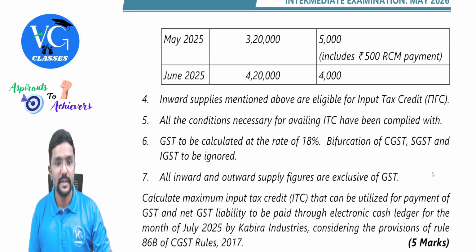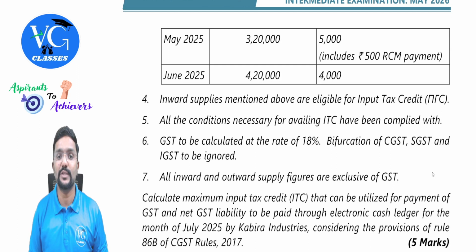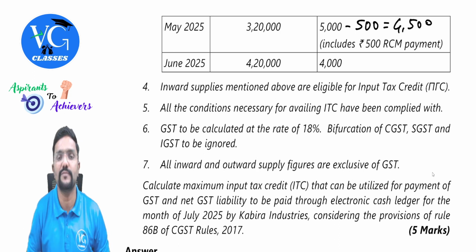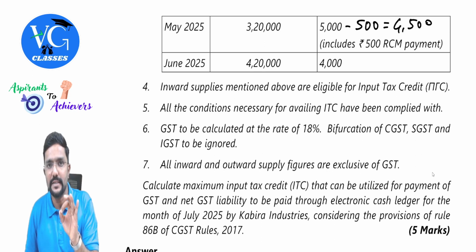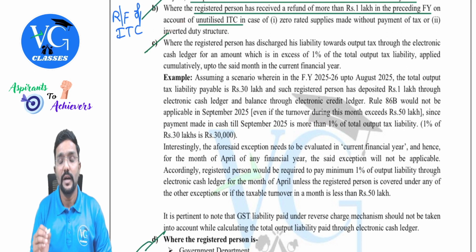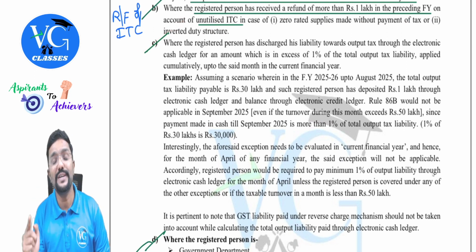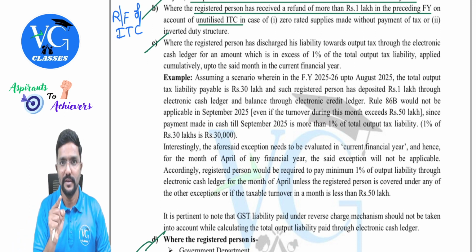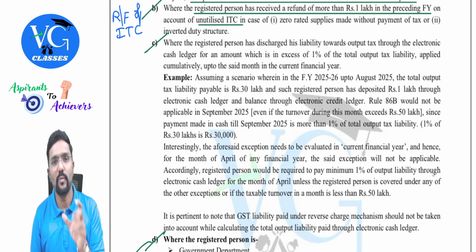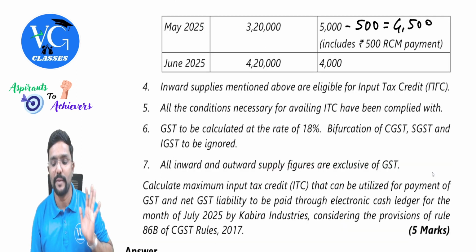Okay, sir. Next, May 2025, output tax is 3,20,000 and the amount paid through cash ledger is 5,000, which includes 500 RCM payment. So I should reduce 500 here also. So how much of the output tax is paid through cash ledger? We need to take 4,500. Hope you guys are getting it. Guys, as per this point, to check cumulatively, we need to check how much of the output tax is paid through cash ledger. Is it less than 1% or more than 1% cumulatively? And here, whatever is paid under RCM, it is input tax. So I am reducing it.